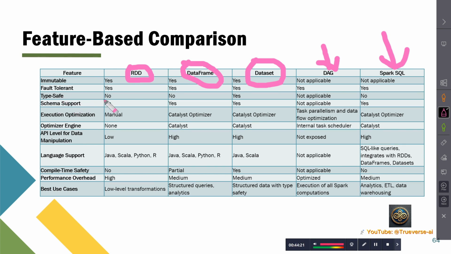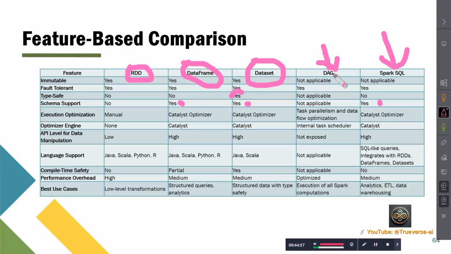Type safe, this is no, so it started from here. This doesn't need it because it is totally based on the SQL type. Schema support, no, but from here it supports the schema, yes. Execution optimization is manual for RDD, while this is the Catalyst optimizer, and this is the same.